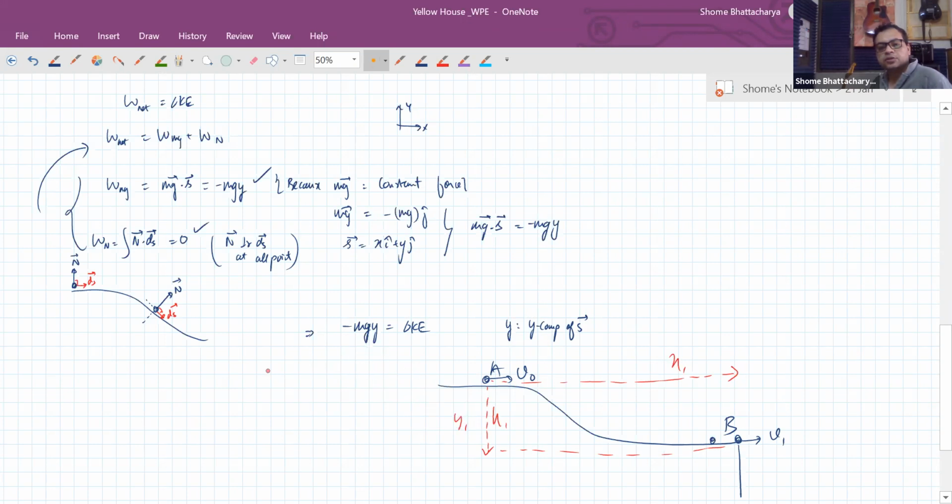For this, from A to B, the y component of displacement will be minus h1, because we have taken the y-axis upwards. Remember, the y component of displacement from A to B is minus of this height. So this will become mgh1 is equal to half m (v1 square minus v0 square).